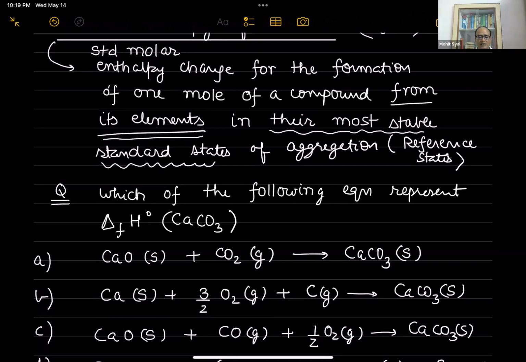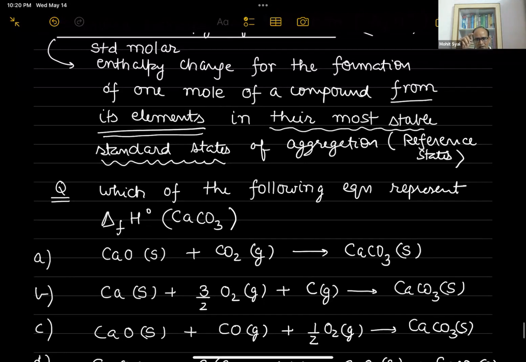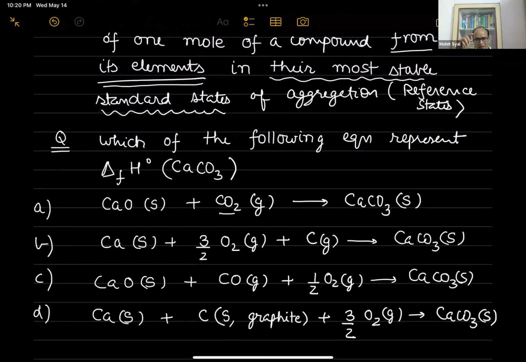Elements, carbon can be in diamond form, the equation can be written with graphite, or it could be gaseous. You need to take that element in the most stable standard state of the element at 298 K and 1 bar. So these are not the elements, first of all, these are compounds. Got it? I'm going to reject this.